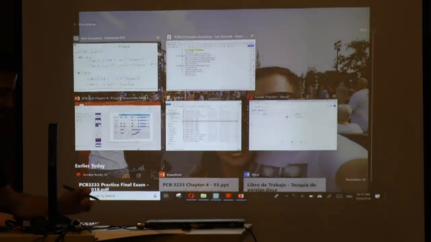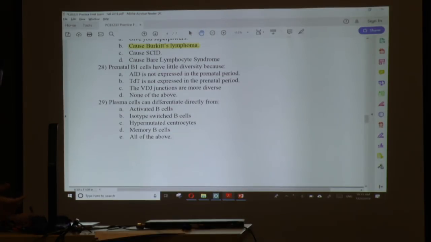So because your B1 cells lack TDT, or it's expressed at a lower rate, they're just not going to be as diverse. So the main difference is that TDT is not expressed in the prenatal period, so you're not going to get, in B1 cells at least, that much diversity. So they're good, but they're not as good as B2 cells, basically.